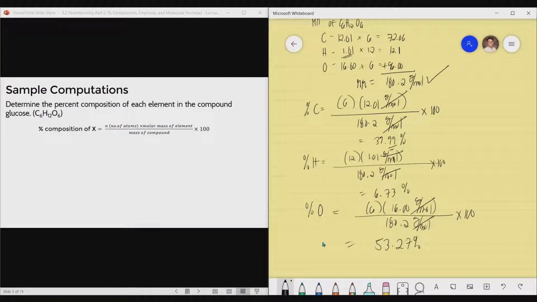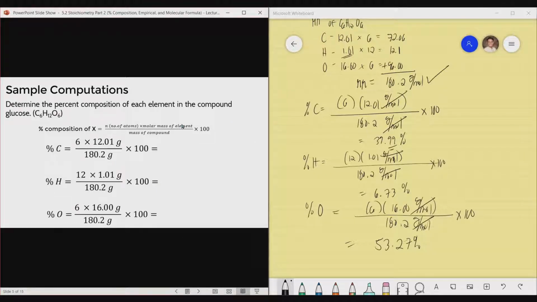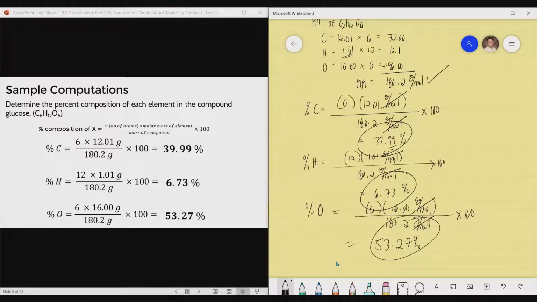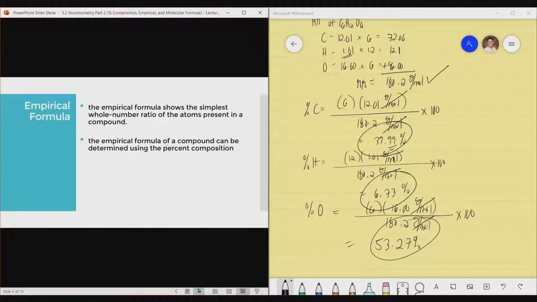All right, so at this point, let us check if we have the same answer as that of the PowerPoint. I actually have the same solution as the PowerPoint, with the answer 39.99% for carbon, and then 6.73% for hydrogen, and for oxygen, I also have 53.27%. So I hope this is clear on how we calculate percent composition of each element for a particular compound. Now at this point, let me continue the lecture.